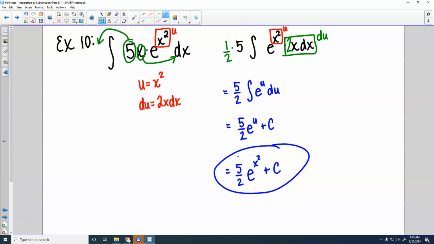Make it 10. No. Not on this one, no. You would have, because you got to have the 2x.